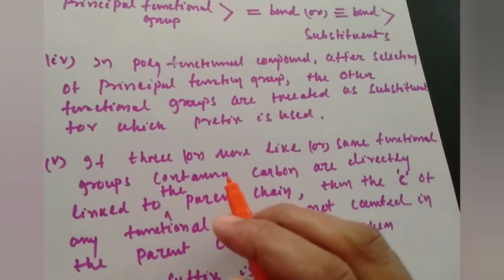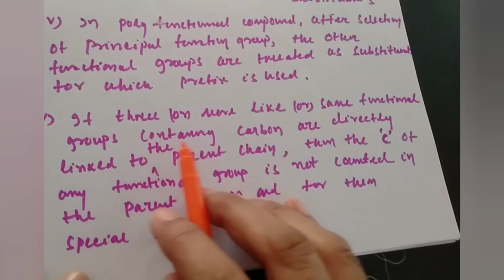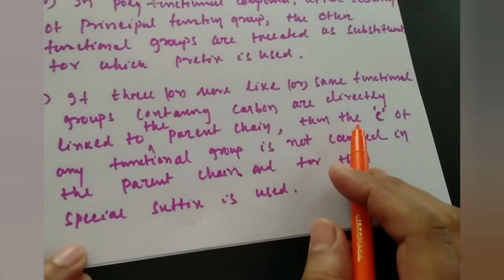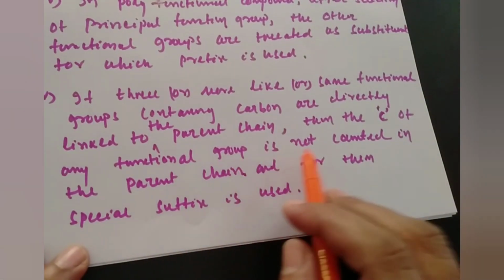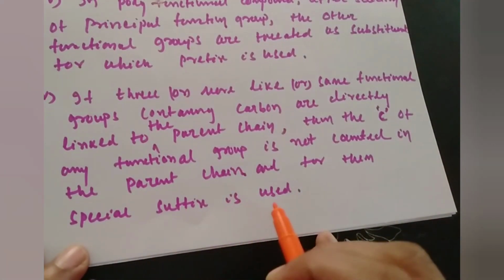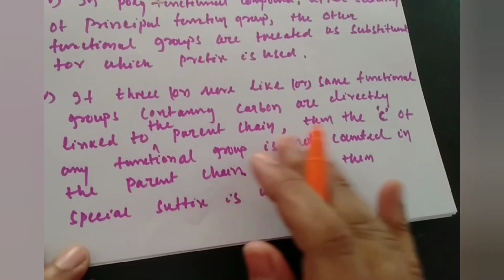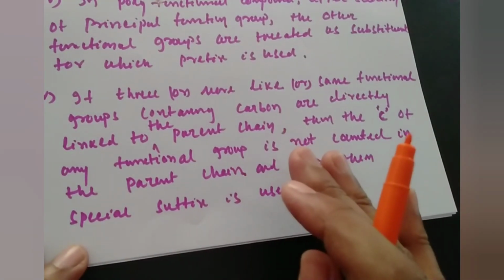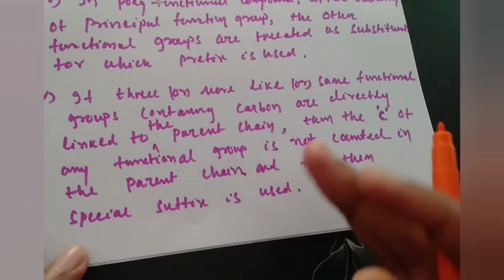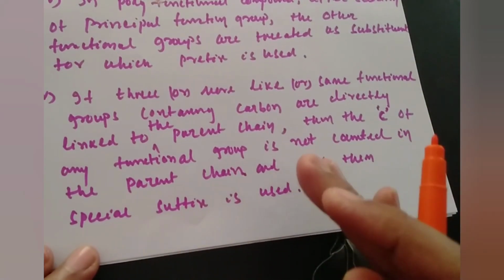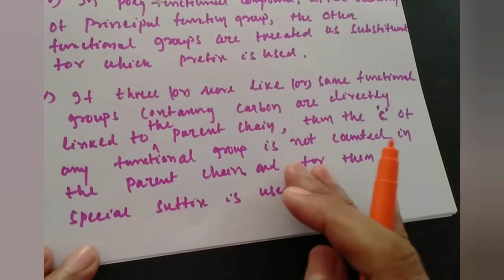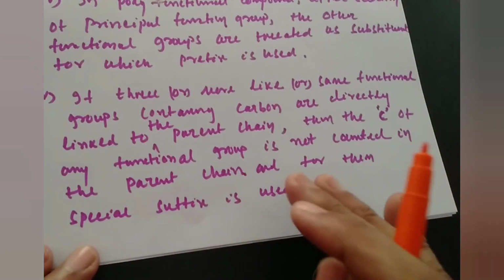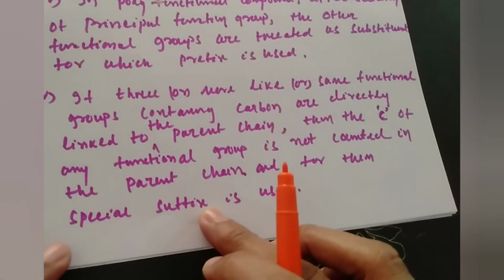Next, if 3 or more like or same functional groups containing carbon are directly linked to the parent chain, then the carbon of any functional group is not counted in the parent chain, and for them a special suffix is used. इसका भी हम एक example लेके देखेंगे. अगर आपके पास carbon containing functional group है and more than two, मतलब 3 भी हो सकते हैं, 4 भी हो सकता है, if they are directly attached to the parent chain, then in that case the carbon of the functional group cannot be counted in the parent chain, and for that case for the functional group we have to use the special suffix, not the normal suffix.